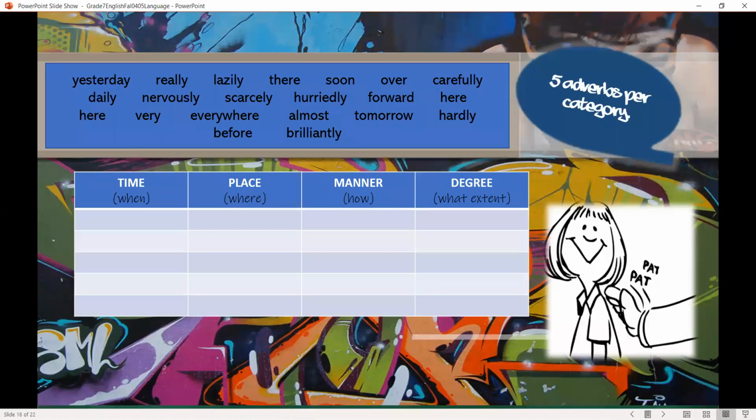I would suggest that you first look at time. Look for all the words that relate to time and write those ones down first. Then you go to place, and that way you actually eliminate some of the words, because it does get a bit difficult when it asks how and to what extent. You know, it can be either or sometimes for some of the words. So first do time, then do place, then we do manner, and then we do degree.